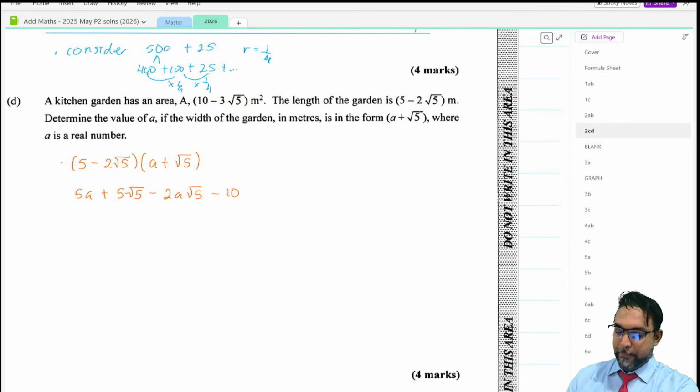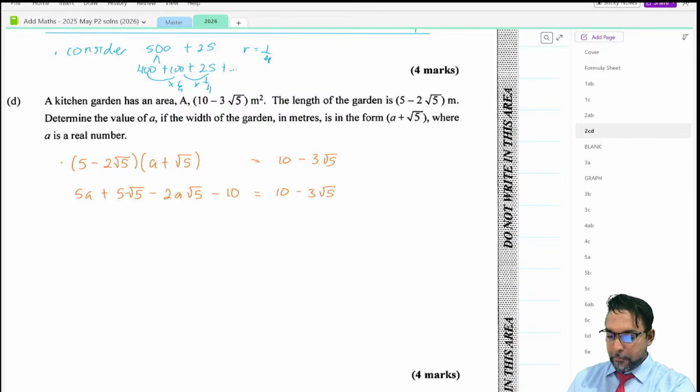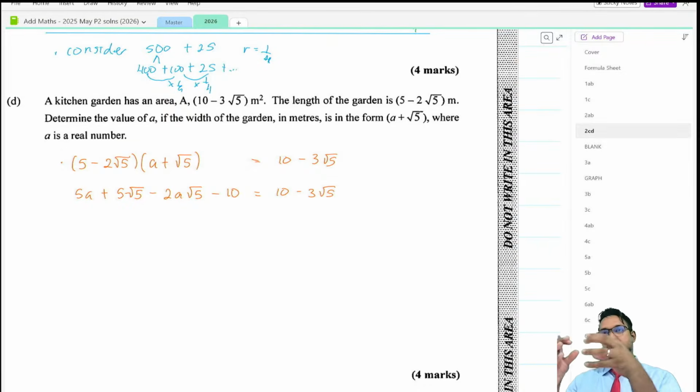All right, well, let's see. And this is equal to 10 minus 3 root 5, right? How do you get the 10? Right, so 2 root 5 by root 5. Root 5 by root 5 is 5, and you multiply that by the 2. Okay, right, so where was I?